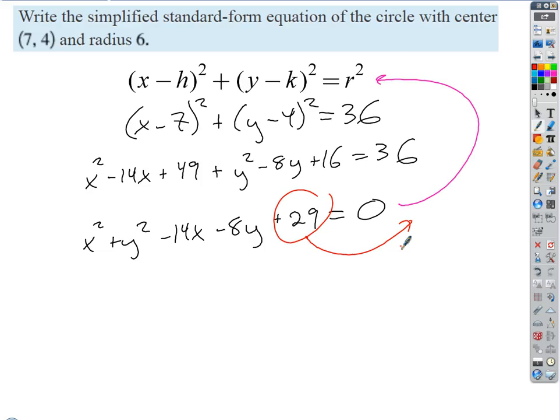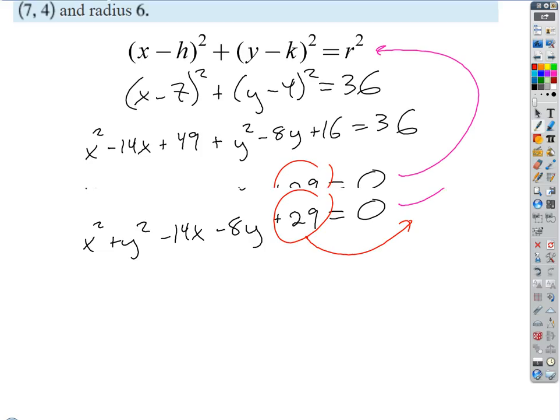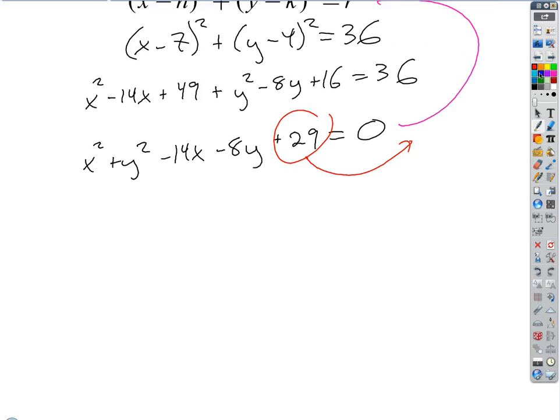Okay, so maybe we could collect the x's together and the y's together, right? So let's go ahead and do some of this stuff. So we'll collect the x's. So we get x squared minus 14x. And if we collect the y's, we get y squared minus 8y. And then the suggestion was we push the 29 over here. That's a good idea.